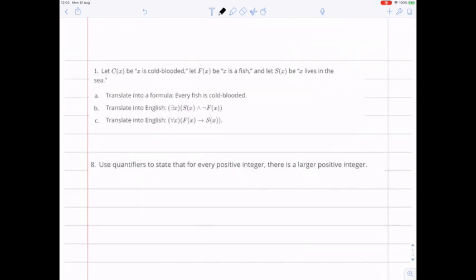So let's get a little bit of practice. We're going to let our universe be all animals. Then we let C(x) be the proposition that x is cold-blooded, F(x) be the proposition x is a fish, and S(x) be x lives in the sea. What we want to translate is: every fish is cold-blooded. So we want to write that mathematically.